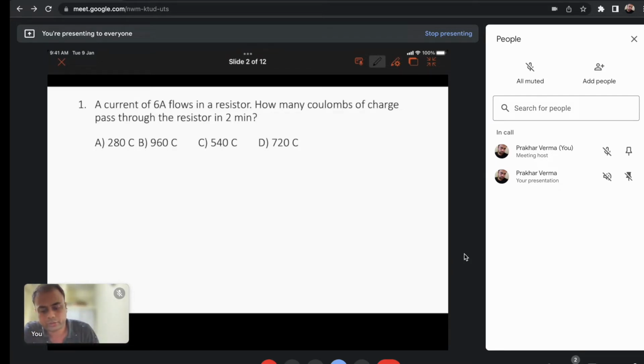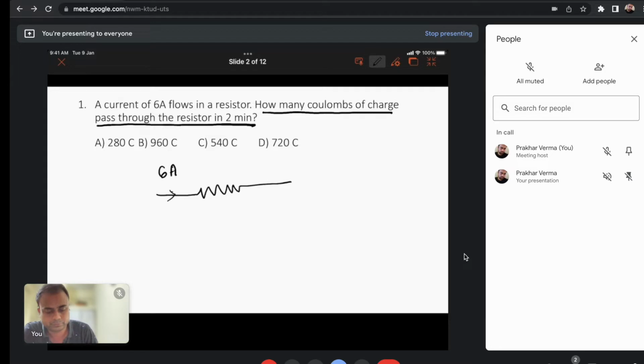As per the question, we are given a resistor through which 6 ampere of current is flowing. The examiner wants us to find how many coulombs of charge pass through the resistor in 2 minutes, that is from time 0 seconds to time 2 minutes, that is 120 seconds. How much coulomb of charge passes through this resistor?